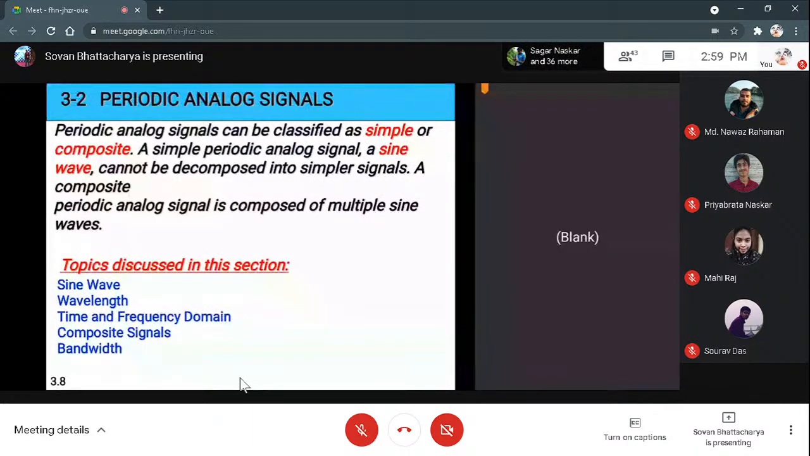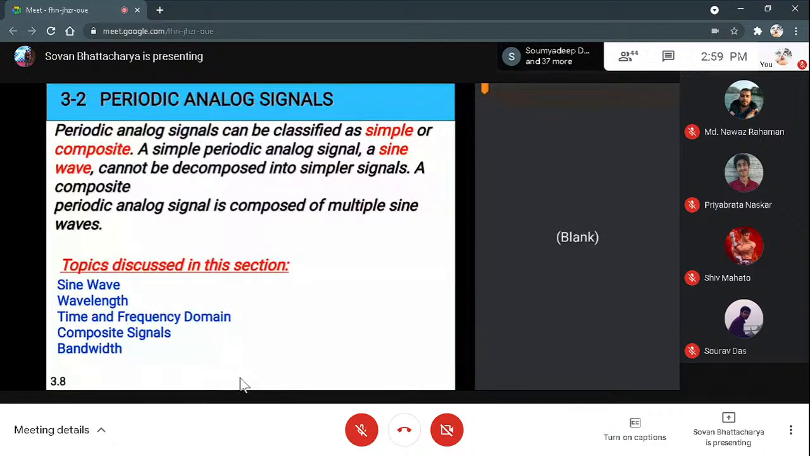Hello. So, periodic and non-periodic signals. Now, the periodic analog signal will be classified into two parts: one is simple, and the other is composite. Simple periodic analog signal actually looks like a sine wave.